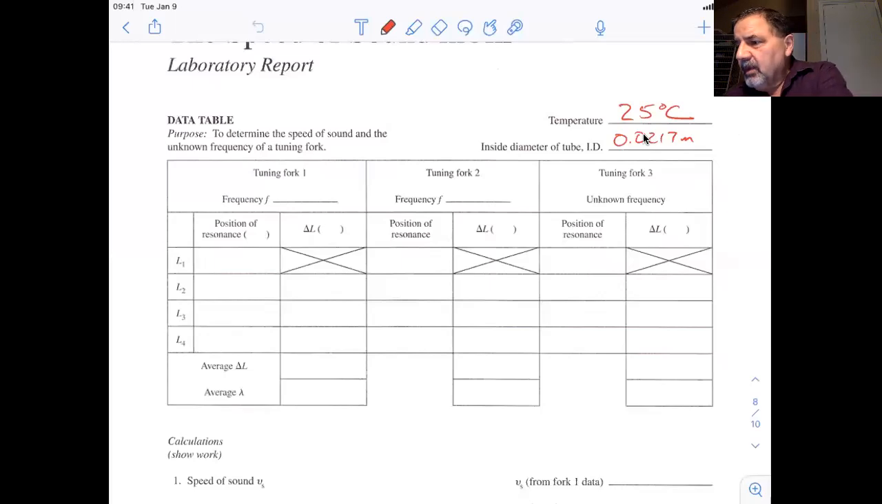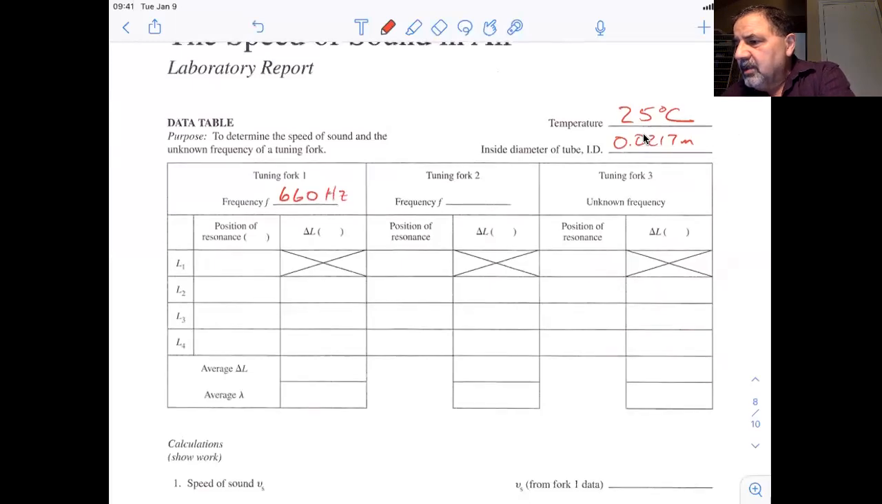So we're going to choose 660 hertz, and that's our frequency. And the position of the resonance is going to be in meters, and the delta L is going to be in meters. And first, we'll go back to the simulation, and right here.